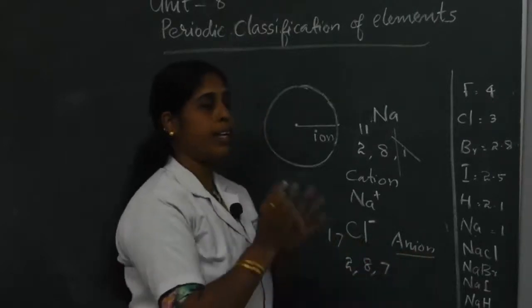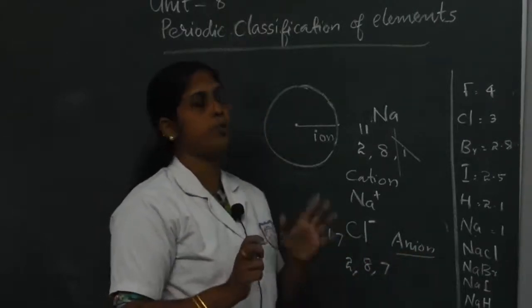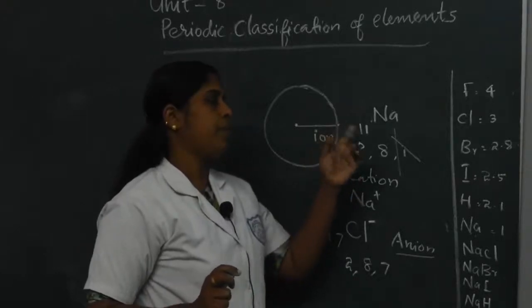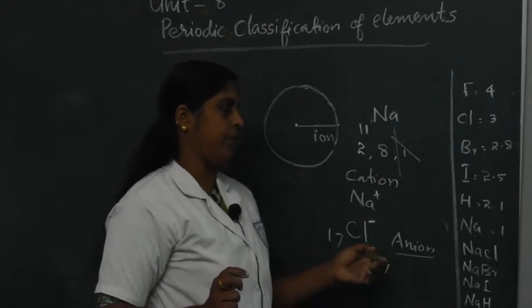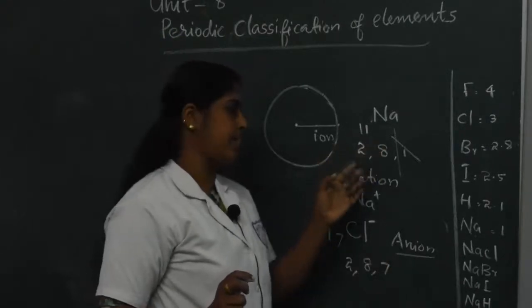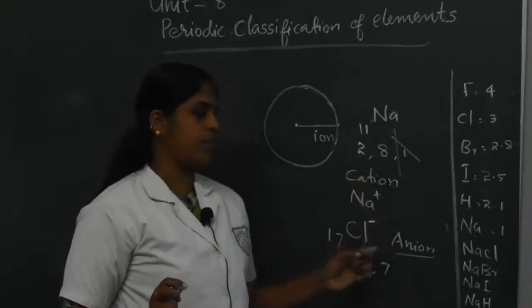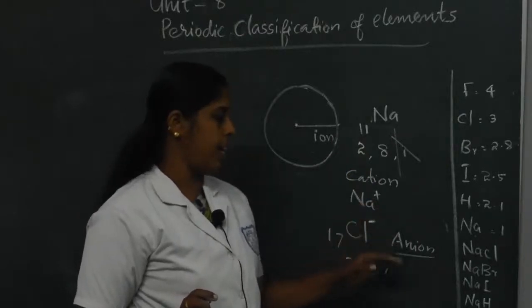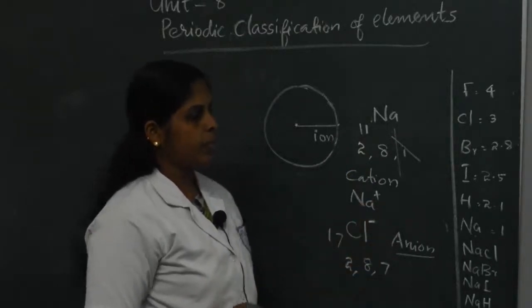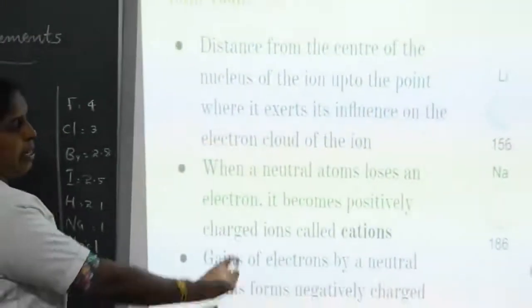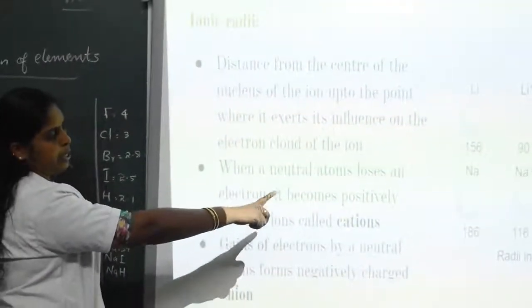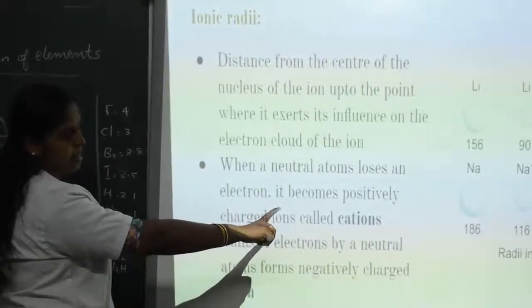An ion means an atom loses or gains electrons to form ions. There are two types of ions, cation and anion. If electrons are lost, it is known as a cation. If electrons are gained, it is known as an anion. Gain of electrons by neutral atoms forms negatively charged ions. When neutral atoms lose electrons, they form positively charged cations.